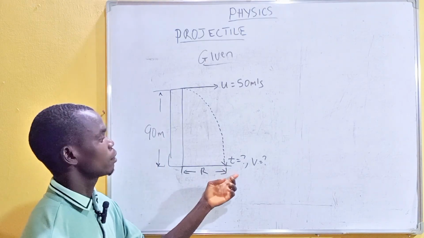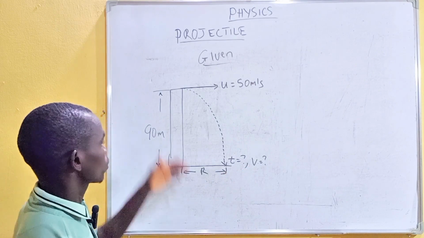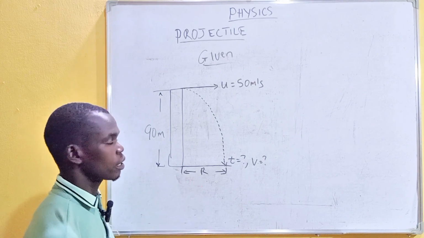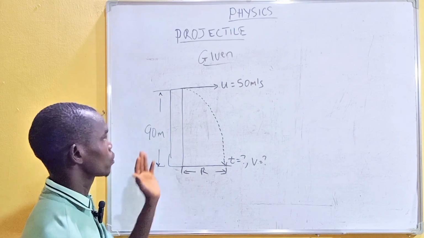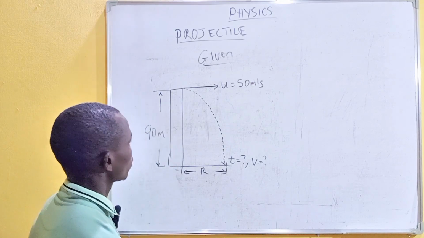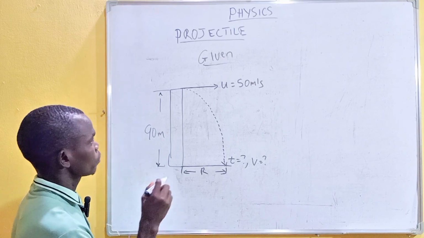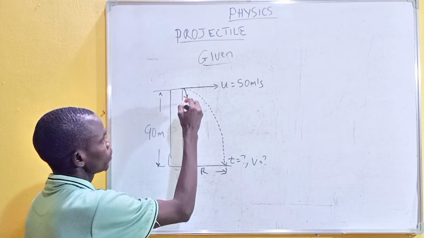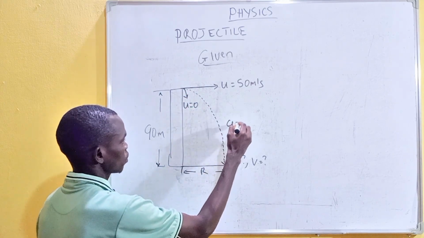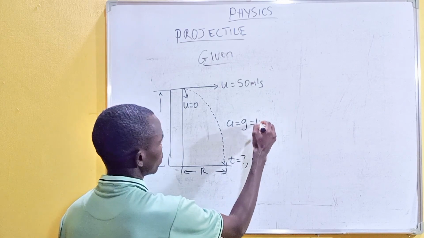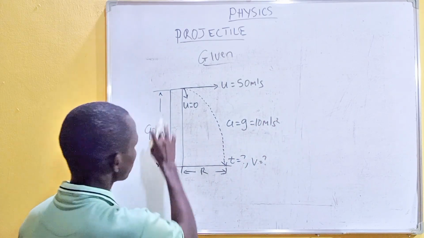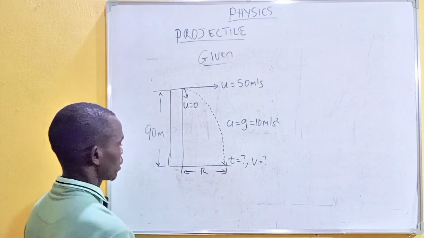We can only find time and the final velocity when considering the vertical motion, while the range can only be found when considering the horizontal motion. For the vertical motion, when an object is falling from the top of a cliff, the initial velocity will be equal to 0 since it is falling from rest, while acceleration is equal to g, which is equal to 10 meters per second squared. With this value, we can find our time.